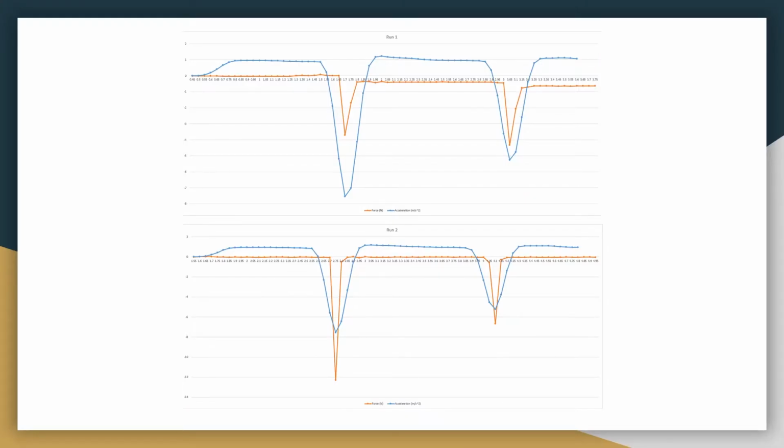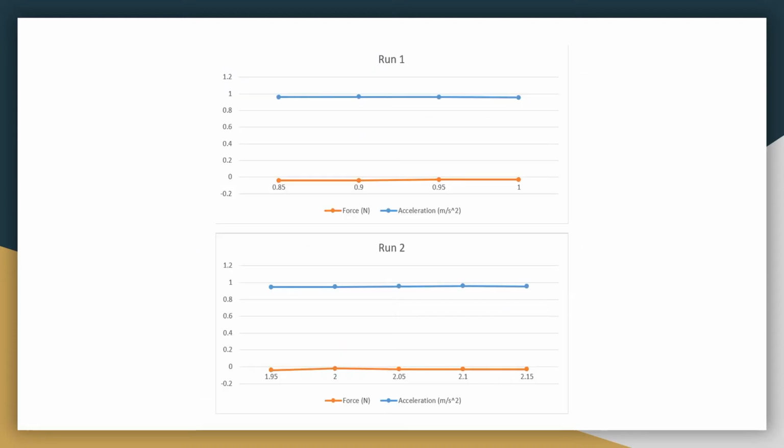I started off by first graphing the acceleration and force values with respect to time. When comparing these two graphs, I noticed a common trend that the acceleration started from rest and reached a constant acceleration before hitting the stopper, while the force stays almost constant throughout that time. So I then zoomed in on a time where the acceleration was as close to constant as possible.